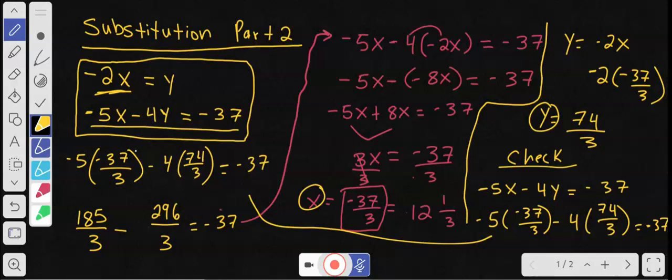So we got 185 over 3 minus 296 over 3, and it's supposed to equal negative 37. When we do the math here, it's going to give us negative 111 over 3, and that does equal negative 37. All right? So that is it.